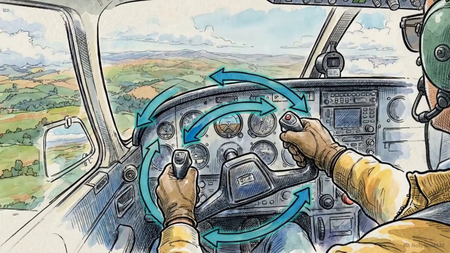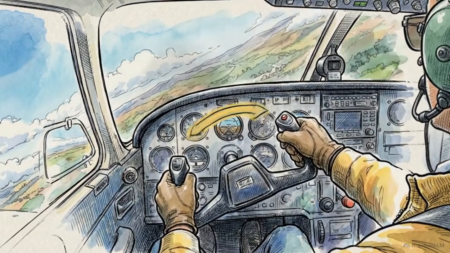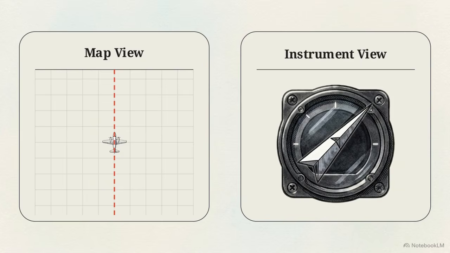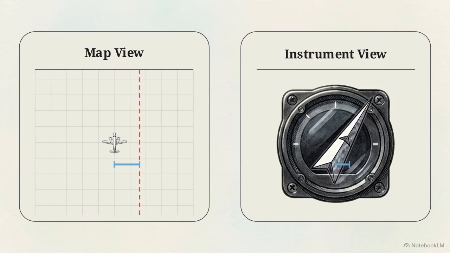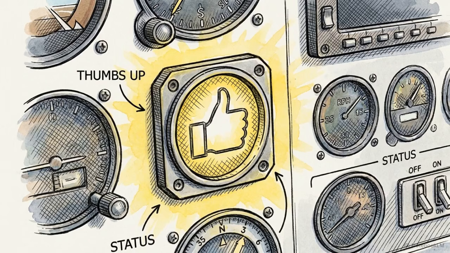This gives us a simple geometric rule for course interception. To get onto your selected course, you must fly toward the needle. The degree to which that needle is pushed off center tells you roughly how far away that invisible line is from your current position.